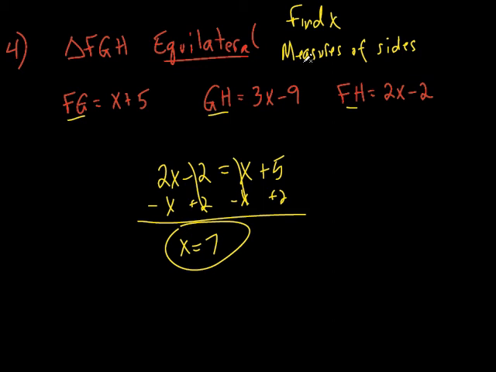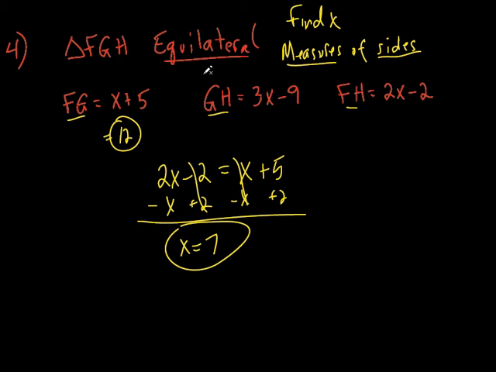It also says to find what? The measures of the what? Of the sides. So what are we going to do to find what the sides are equal to? Plug it in. That's right. Take that 7 and put it in for x. So let's do that. 7 plus 5 is 12. So FG is 12. Now you could, if you want to, take this and plug it into this.